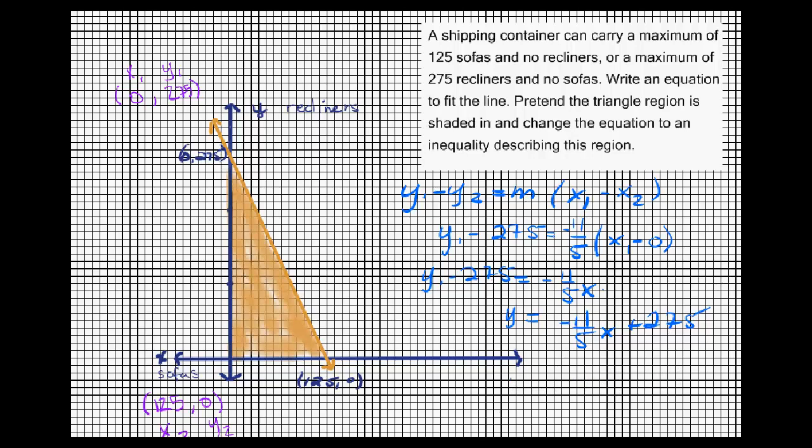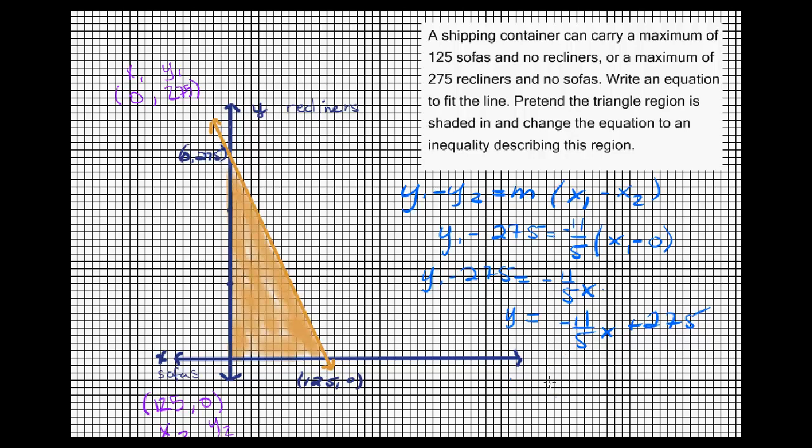Okay, so now that we have it in slope-intercept form, our goal is to rewrite this in standard form so that we can change it to an inequality to describe the region. When it's in standard form, we can't have any fractions. So let's take care of that first and get rid of our fractions. To get rid of the fraction, we have to multiply each of these terms by 5. Let's go ahead and do that.